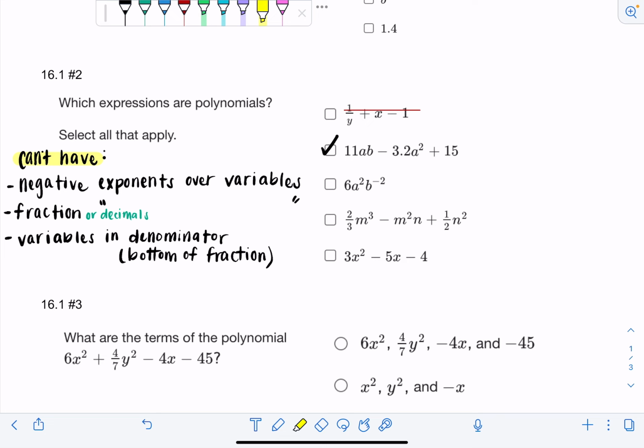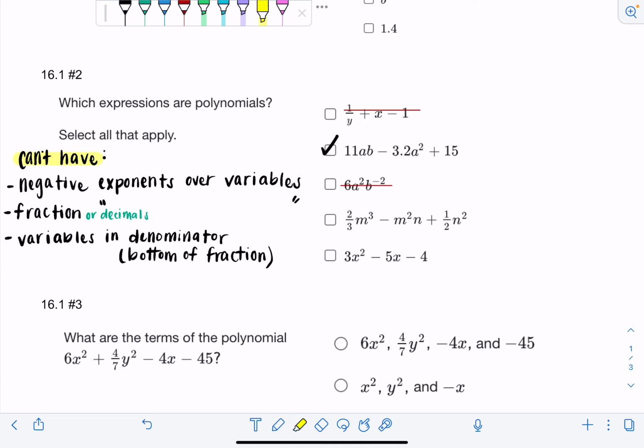And then the third one, 6a squared b to the negative 2 power. So this one has the negative exponent. It breaks that first rule. Can't have negative exponents over the variables, so we would not check that one because it's not a polynomial.